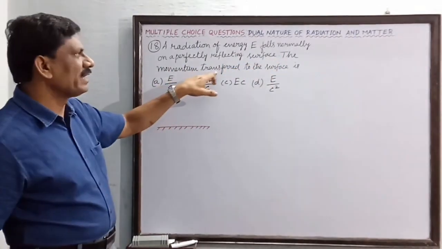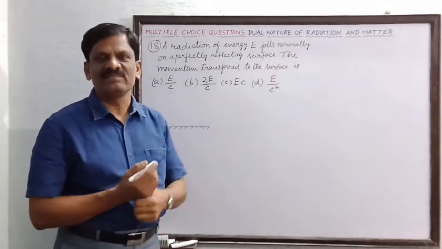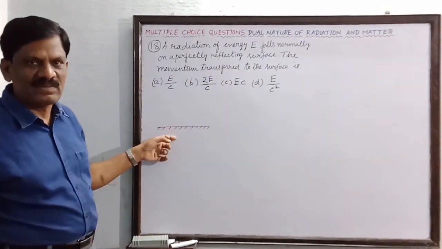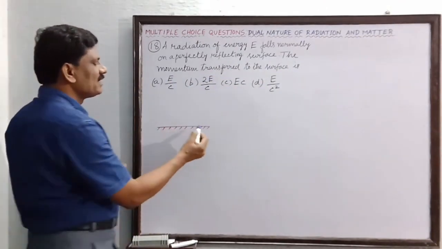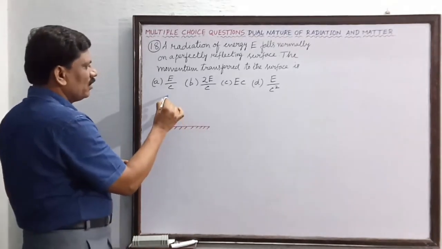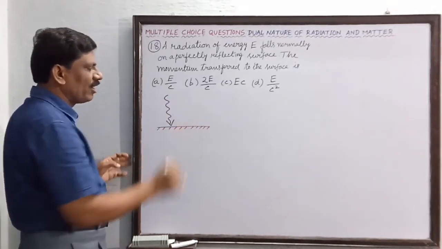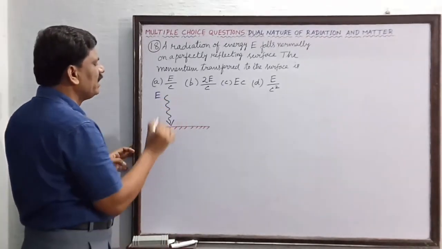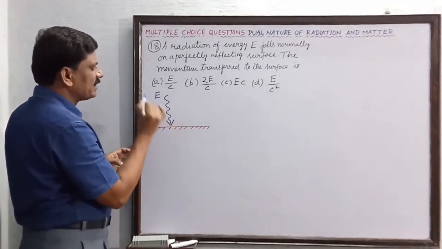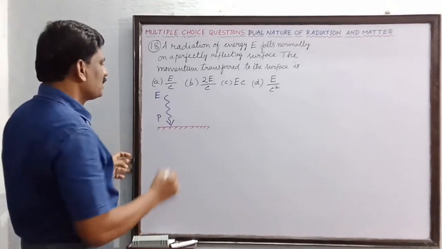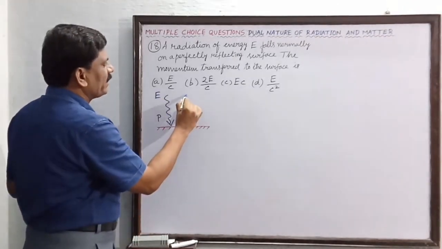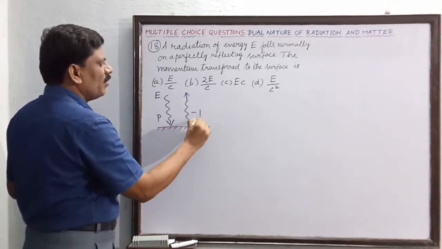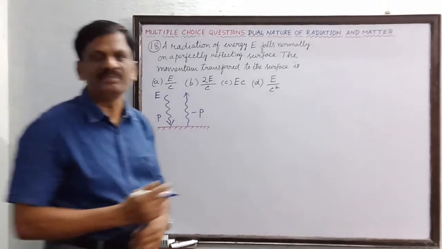The momentum transferred to the surface is, okay my dear students, this is the reflecting surface. Okay, this is the reflecting surface facing upwards. Now light is incident normally, so its energy is E and its momentum is P. Suppose it is reflected back, so the momentum will become minus P.